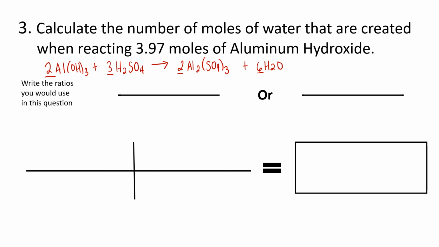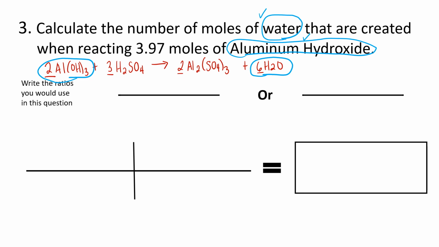It says: calculate the number of moles of water that are created when reacting 3.97 moles of aluminum hydroxide. Okay, so just like we did the time before, you're going to find the 2 substances. We're working with water, that is one of the substances, and the other substance is aluminum hydroxide. Because those are the ones mentioned in the question, you're going to find those in the equation that you wrote. So here's our water. Remember, we have 6 moles of water and 2 moles of aluminum hydroxide. Again, why did I pick those? Because those were the ones mentioned in the problem.